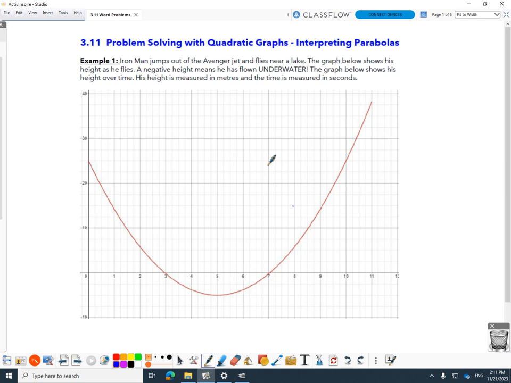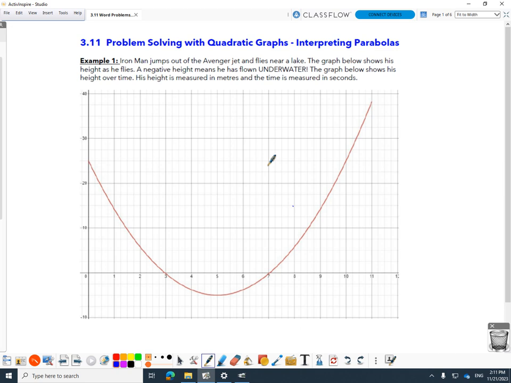All right, I made up this new example this year because I thought it was fun. My example says, Iron Man jumps out of the Avenger jet and flies near a lake. The graph below shows his height as he flies. As soon as I say that, somebody should look at this and go, wait a minute, at 0, Iron Man goes under 0 height? Does he hit the ground? That's why I put it near a lake. Iron Man can fly into the lake, no problem. So a negative height means he has flown underwater.